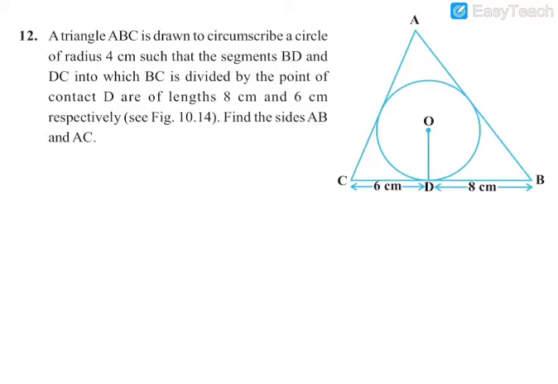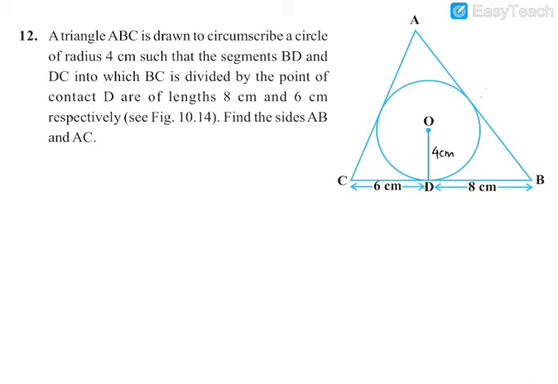Question number 12. A triangle ABC is drawn to circumscribe a circle with radius 4 centimeters such that the segments BD and DC, into which side BC is divided by the point of contact D, are of lengths 8 centimeters and 6 centimeters respectively. Find the sides AB and AC.